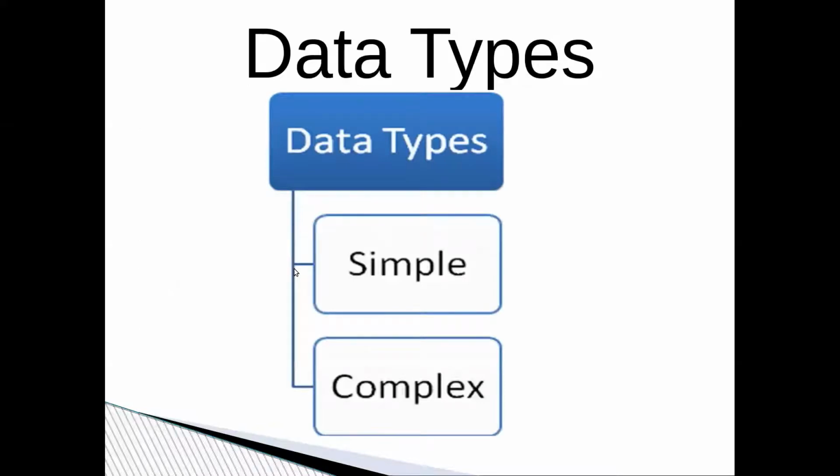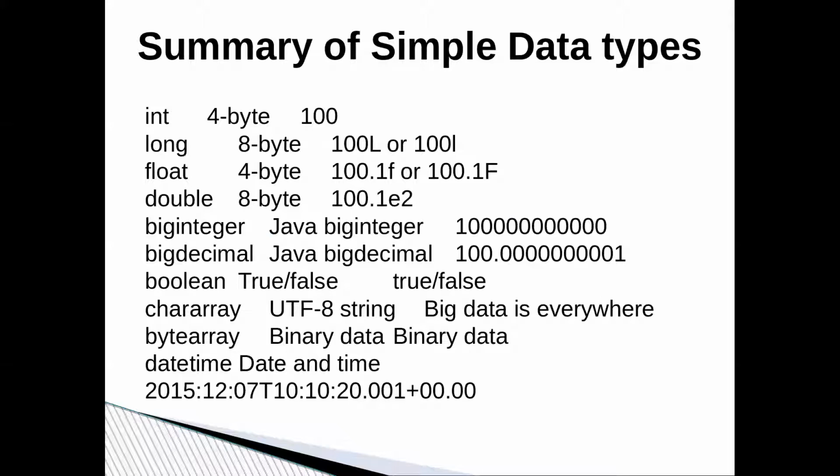Then let's talk about the data types in Pig. So two types are there: simple and complex. In simple data types, since it is based on Java, you can see the familiar Java data types: int, which is 4-byte, long 8-byte, float 4-byte, double 8-byte, and like all these Java data types are there. You can have a look.